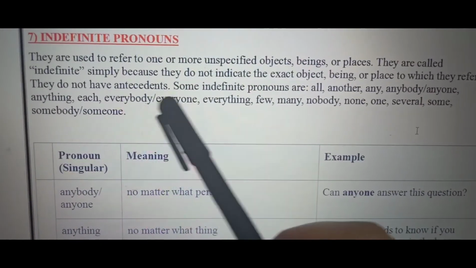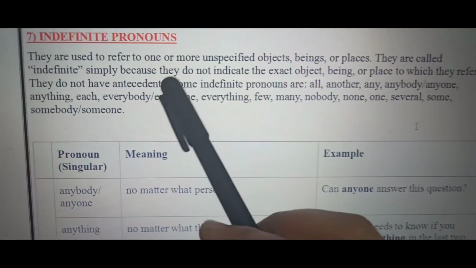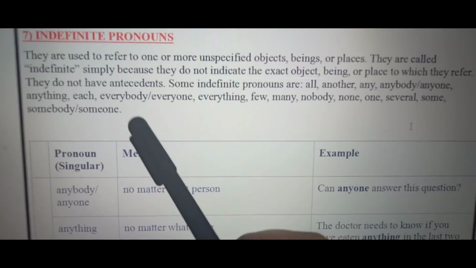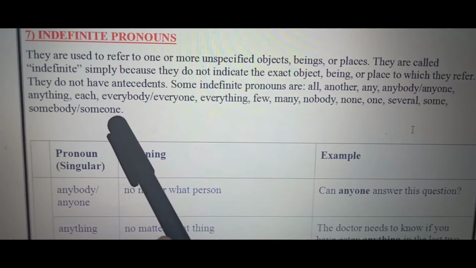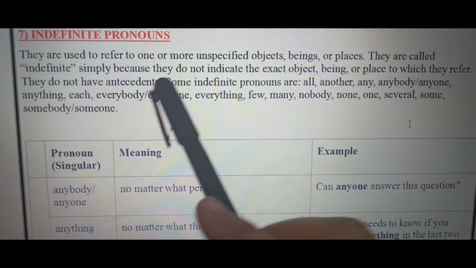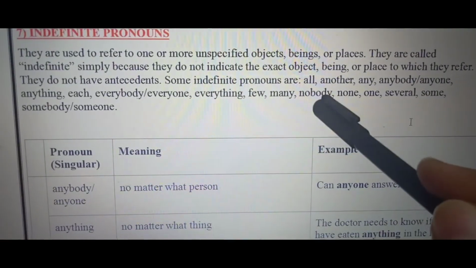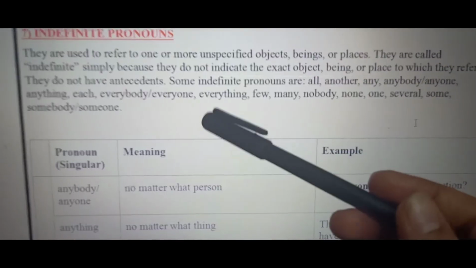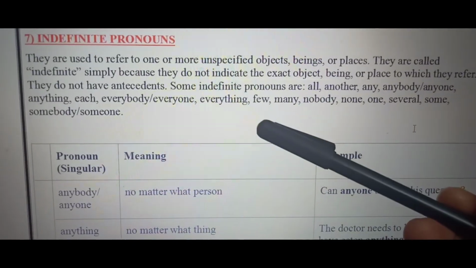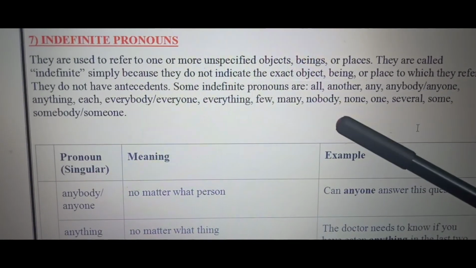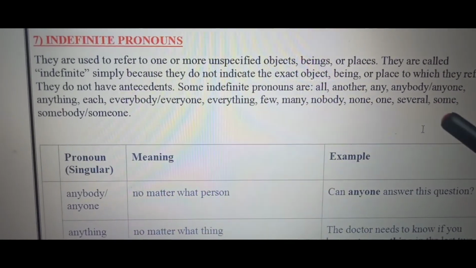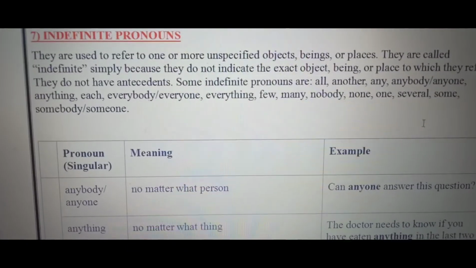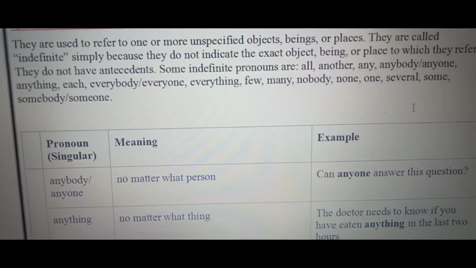We are talking about how many over there. They do not have antecedents, right? Just keep this in your mind: indefinite pronouns do not have antecedents. Some indefinite pronouns are all, another, any, anybody, anyone, anything, each, everybody, everyone, everything, few, many, nobody, none, one, several, some, somebody, someone. So these are some of the indefinite pronouns.